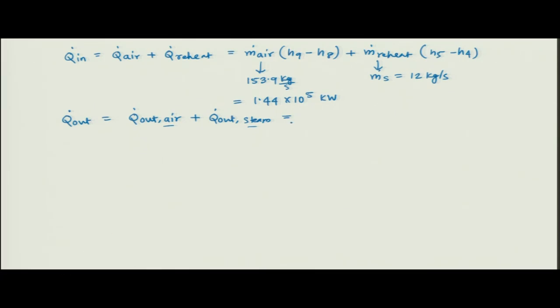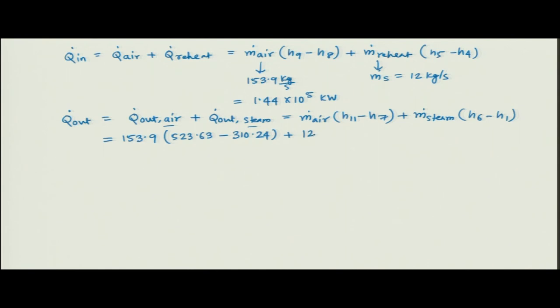So this will be m dot air times (h11 minus h7), and this will be m dot steam times (h6 minus h1). Now you again put in the numbers. Let us say m dot air is 153.9, h11 is 523.63, h7 is 310.24, m dot steam is 12 kg per second, h6 is 2365.8, h1 is 191.81. So you calculate this as 58930 kilowatt.